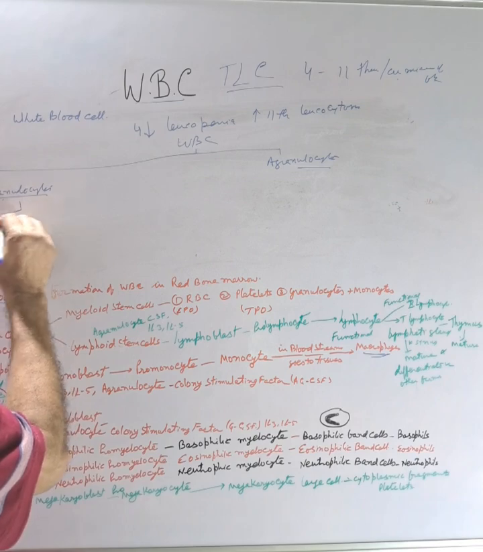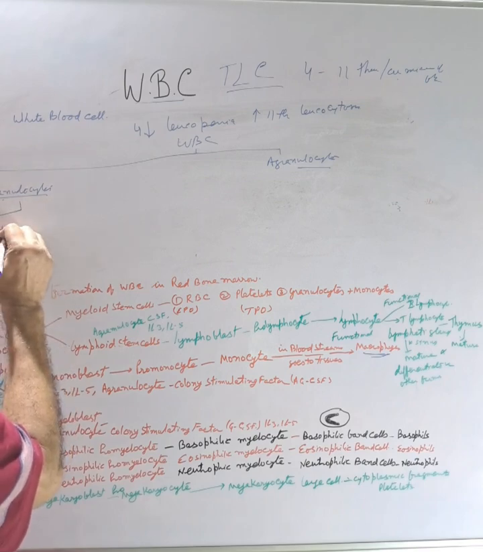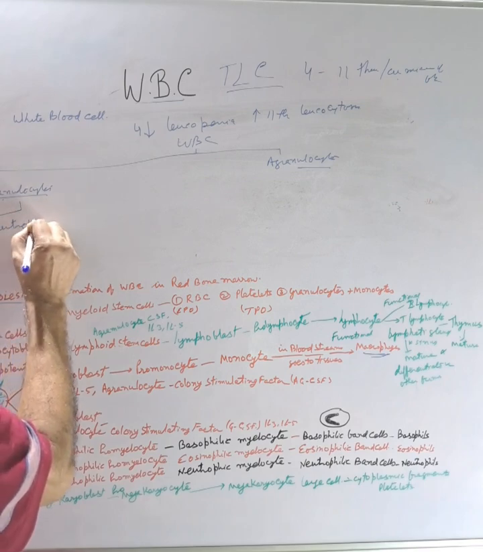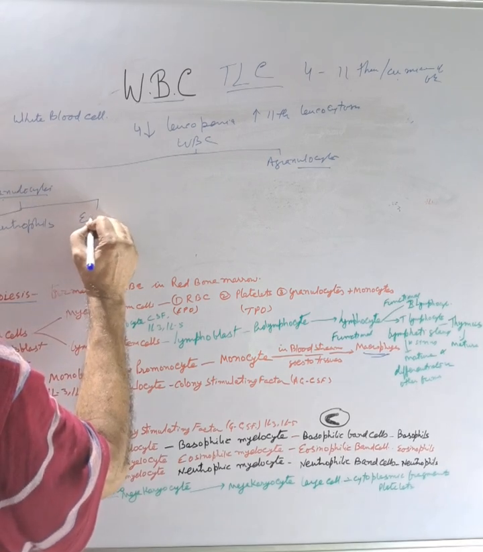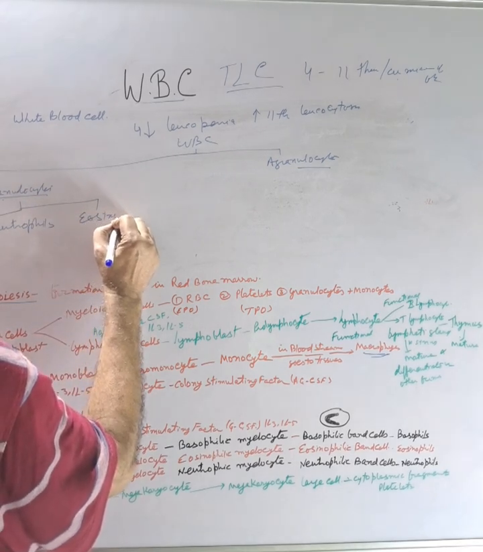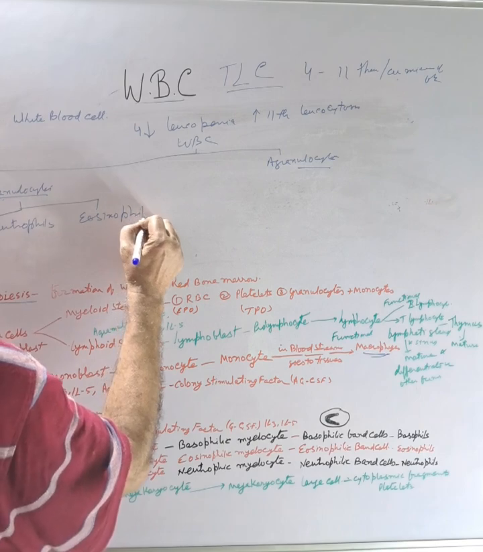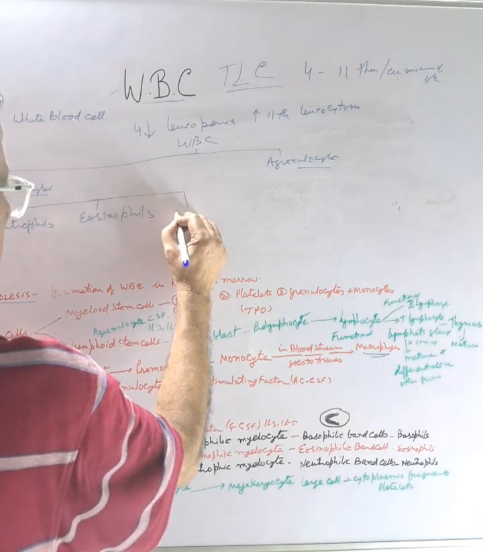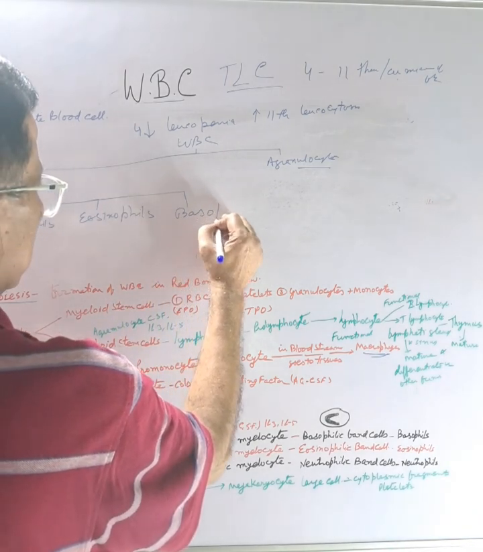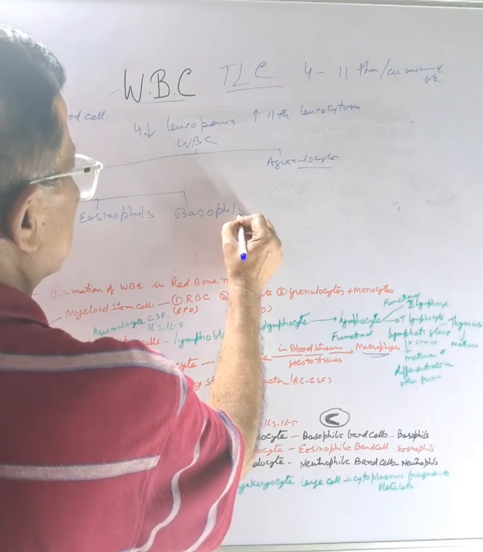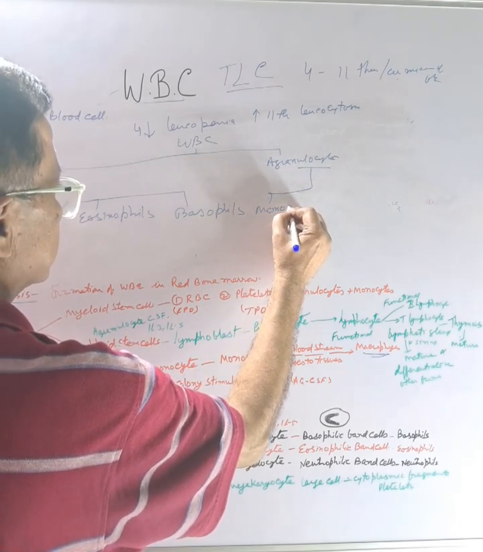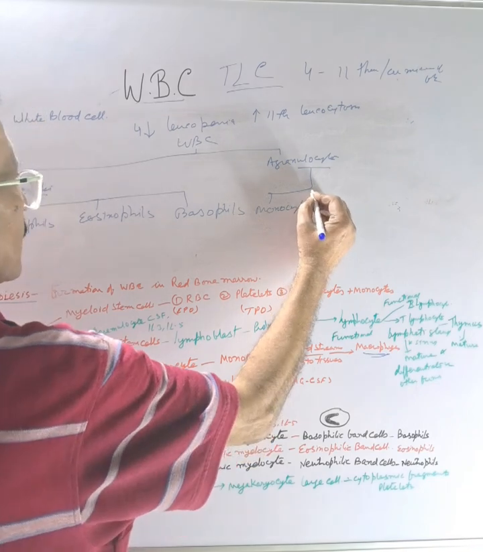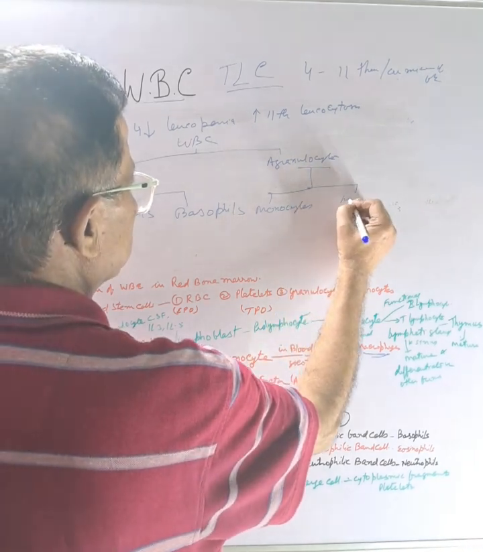Granulocytes are divided into neutrophils, eosinophils, and basophils. Agranulocytes are monocytes and lymphocytes.